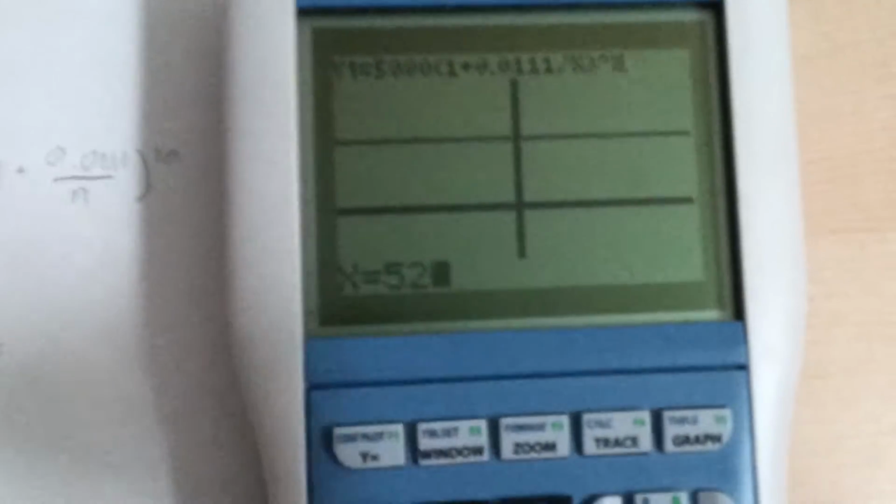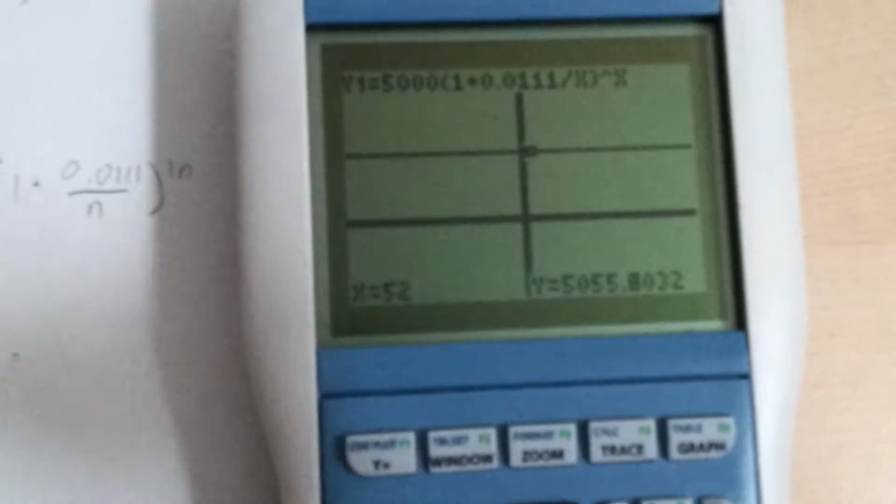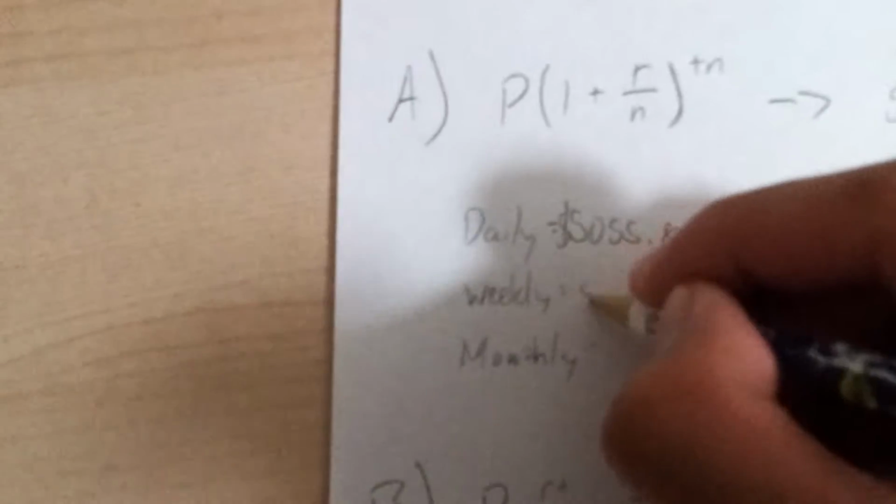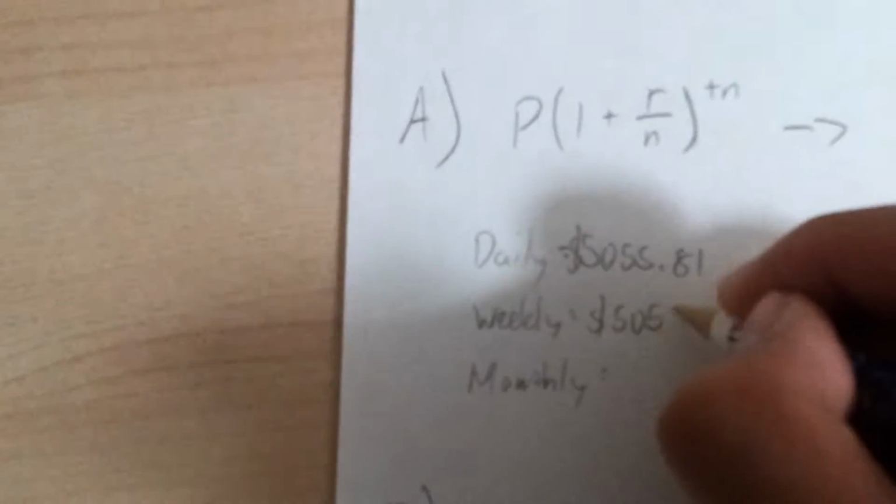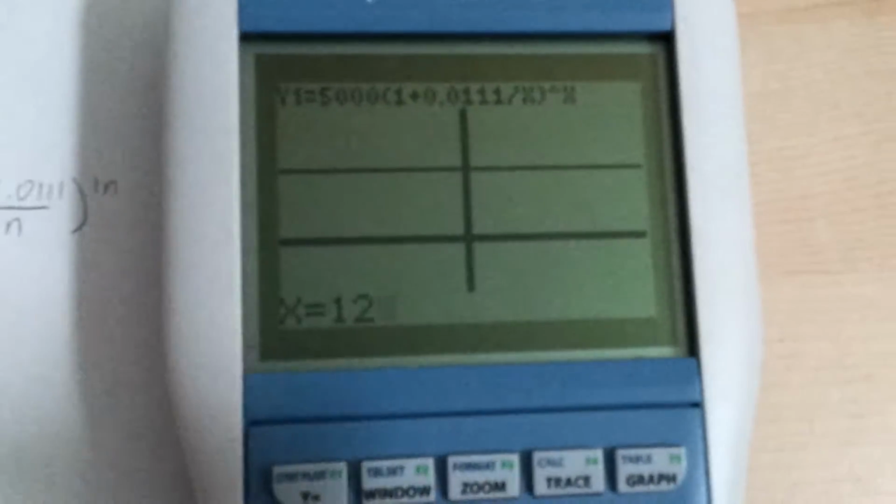Dollars. Weekly will be 52 because there's 52 weeks in the year. So 52, enter, and that's our number. So we're going to write it. Monthly, there's 12 months in the year, so we're going to press 12. That's our answer.